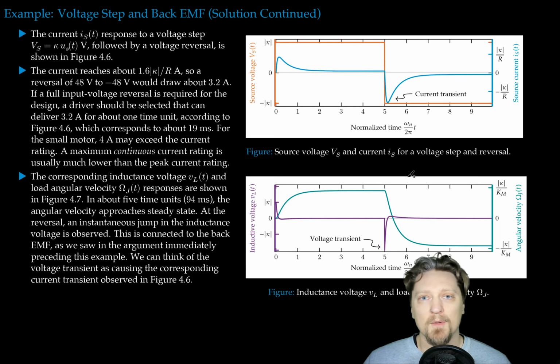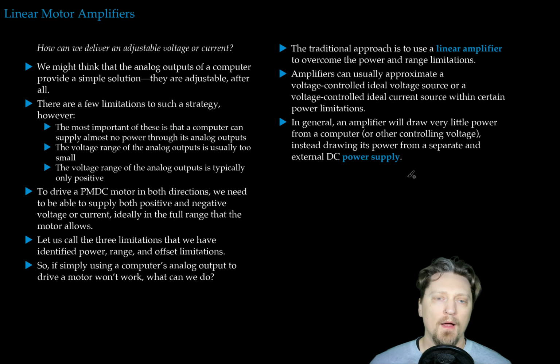Okay, so this concludes the third of the 3 challenges to driving DC motors, and we'll keep these in mind as we go through the rest of this section, in which we describe how motors are actually driven by motor amplifiers. The first class of motor amplifiers we'll consider is the linear motor amplifiers class. How can we deliver an adjustable voltage or current?